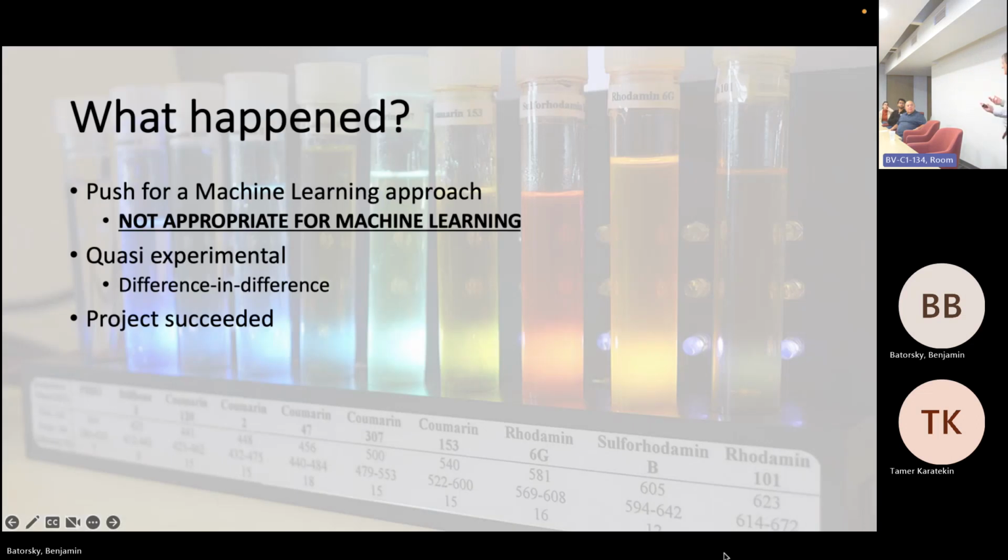There was a push from the team to do it. A few people on my team wanted to do machine learning, and I said no. We were not going to use machine learning for this. What we did is difference in differences, a quasi-experimental technique, and the project actually succeeded very well. We got a publication out of it, we took it to Congress, and we did a whole bunch of other things with the results.